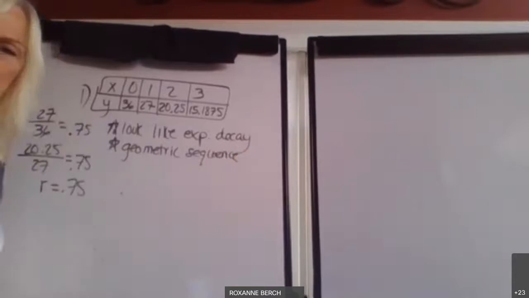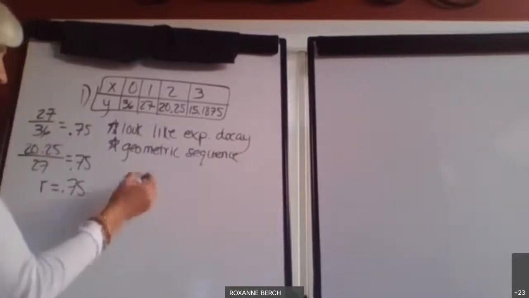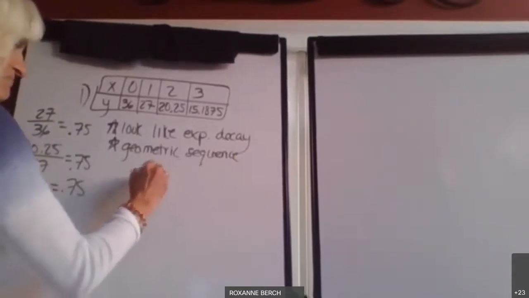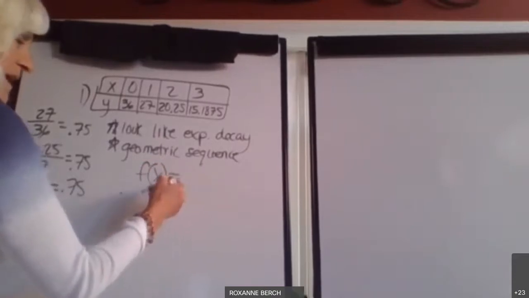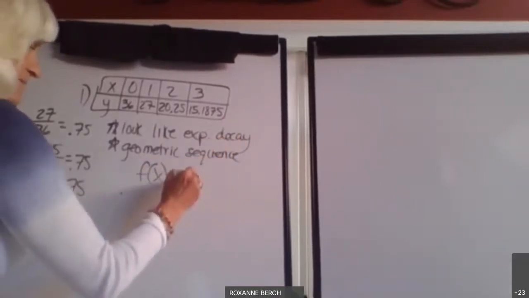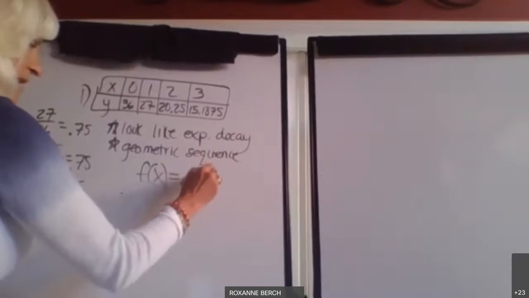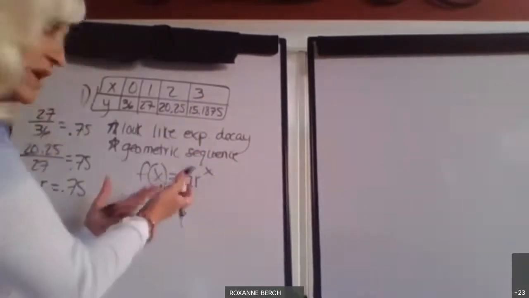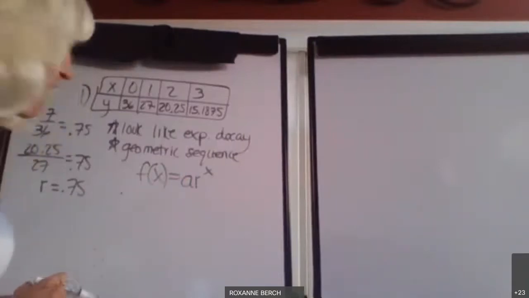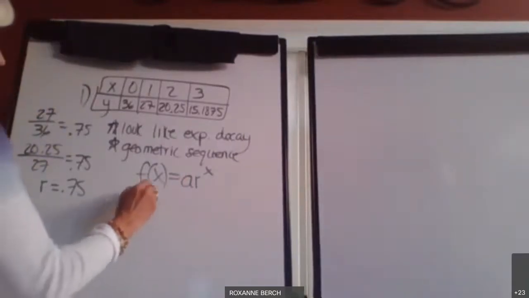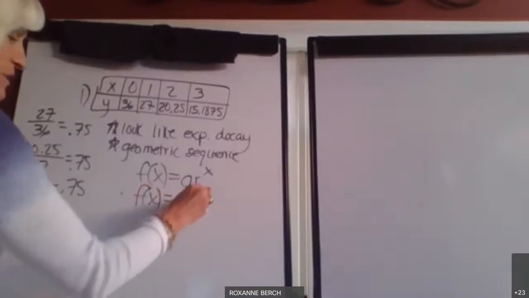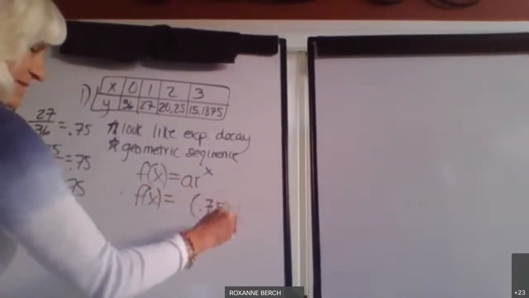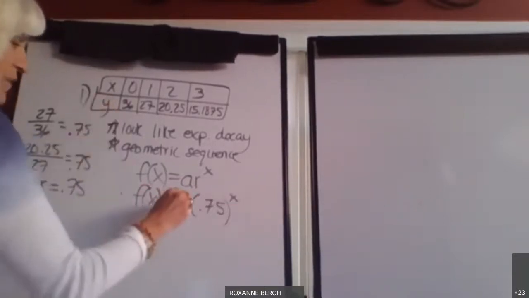Well, if this is a geometric sequence, can't you use A times R to the N, or whatever it was? I can write any letter I want. Isn't this what it is? So if we know the common ratio is 0.75, don't we know the first term?